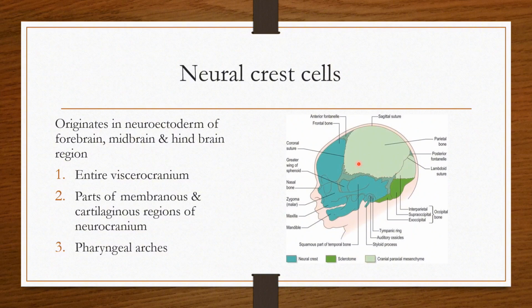So here you can see this part of the neurocranium is formed by the paraxial mesoderm, and this part of the neurocranium is formed by the neural crest cells, and this whole area, the viscerocranium, is formed by the neural crest cells. These neural crest cells also contribute to the pharyngeal arch skeleton.